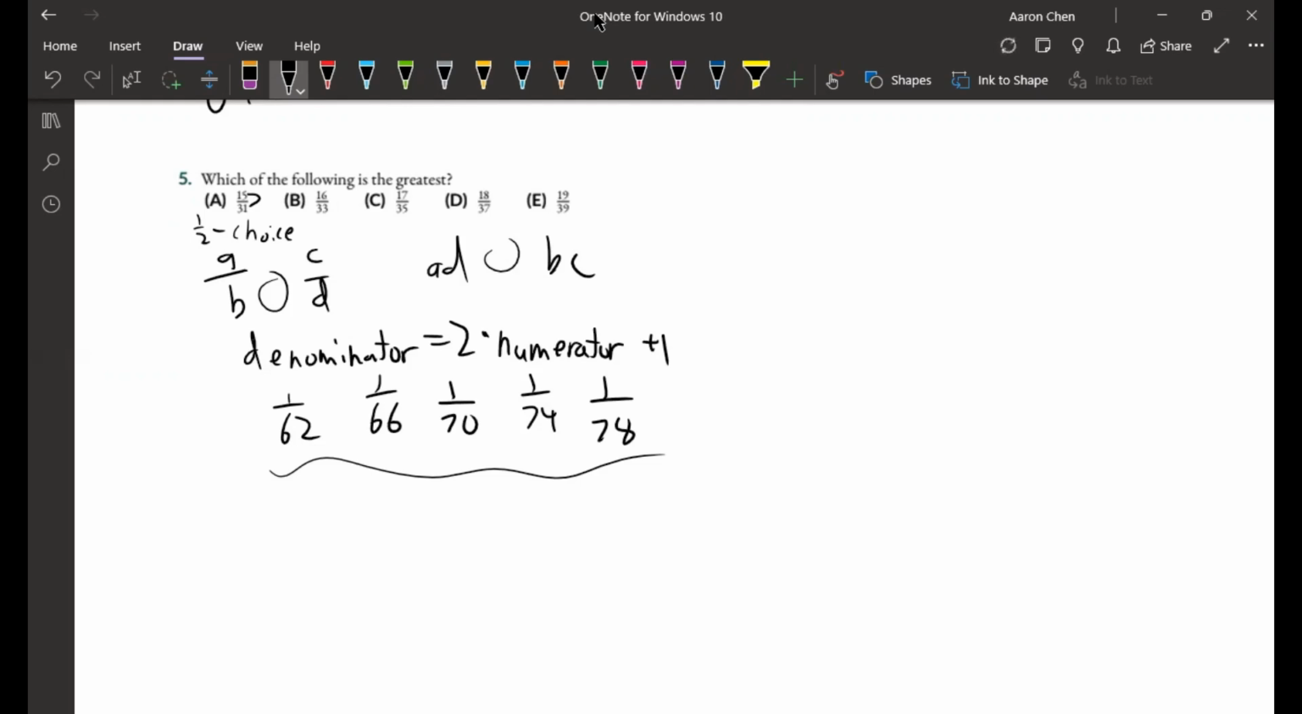Now the greatest number is the one that leaves the least number when it's subtracted from 1/2. The reason is, say you're subtracting 1 from 2, then this is 2 and this is 1. So the smaller number after being subtracted is the one that was greater initially. We can pretty clearly see that the smallest one here is 1 over 78. So that corresponds to the last option, E.